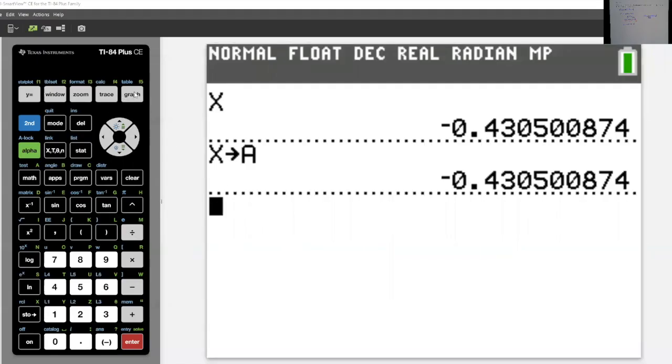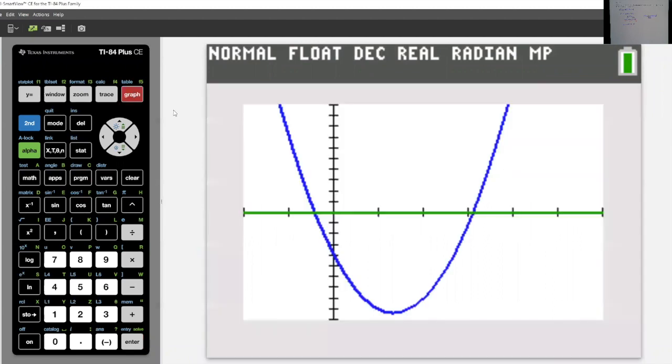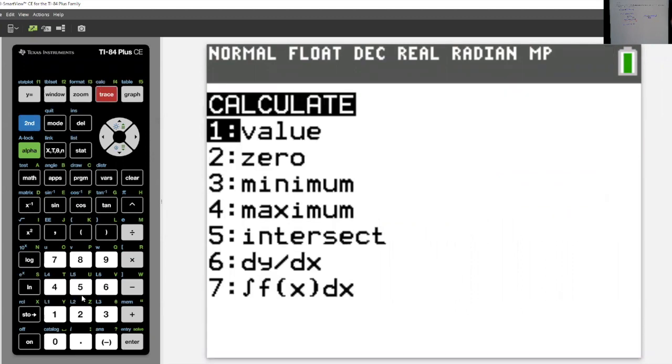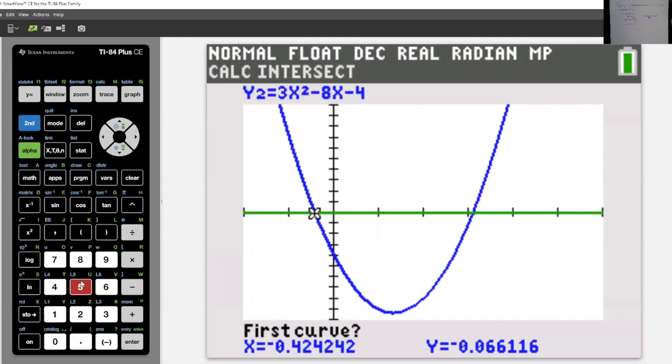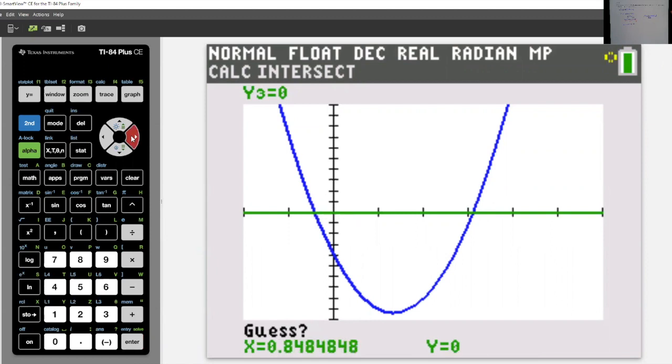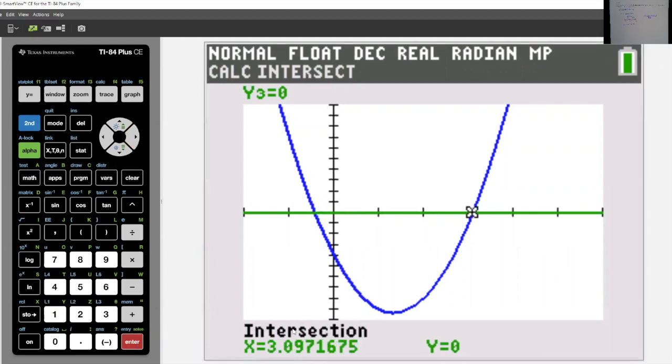Okay, and so we want to go back to our graph and we're going to find this one right here. So I want to press second trace to access that calc menu, select number 5 for intersect. And again, the first curve, second curve is the horizontal line, but I want to get over here closer to this other one for my guess, okay? And I didn't say this earlier, but I should have. When it says intersection, that means you did everything right. So that when it says intersection, that's the X value we're looking for, okay?